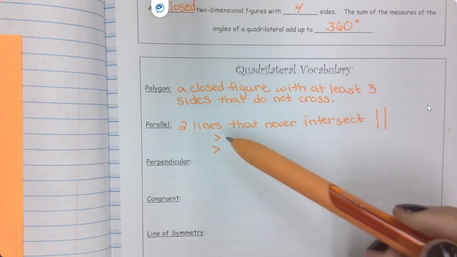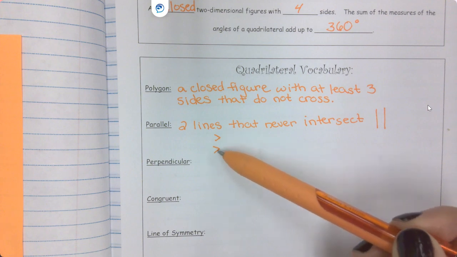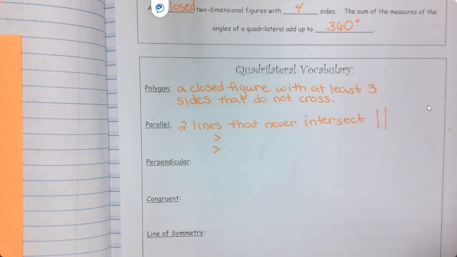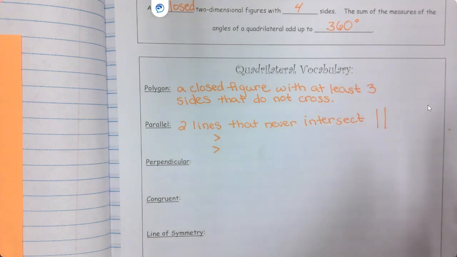So maybe if you have your rectangle, you have a little arrow on the top side of the rectangle and this little arrow on the bottom side, meaning these two are parallel to each other. They have the same number of markings, the same number of arrows on it, so they're parallel to each other. And they don't necessarily have to be the same length, but they're parallel.